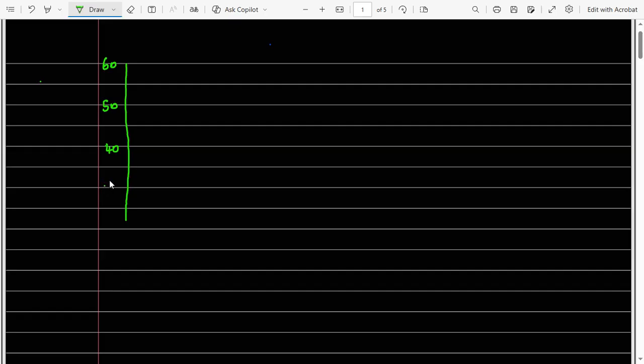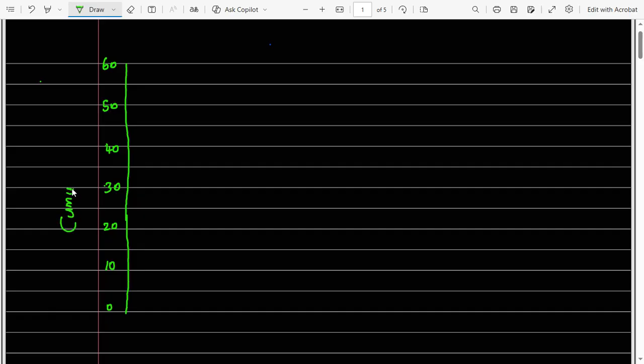Should we say 60, 50? Okay, 60, 50, 30. Then this will be 20. Then it's 20, 30, 40, 50, 60, then 10. Then we start at 0. Right, so this side, we always know that on the y-axis we put the cumulative frequency.